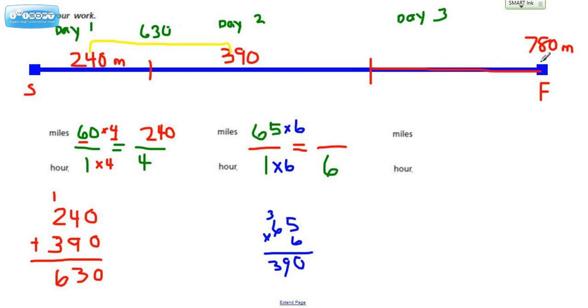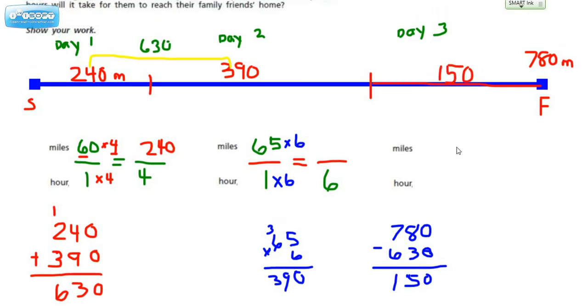So how many more do we need to go to get to 780? Let's subtract that and find out. We're going to take the 780 and subtract 630. Oops, that looks like a 6, doesn't it? All right, so we get 0 here, get the 5, and we get a 1. All right, so we have an additional 150 miles to go.